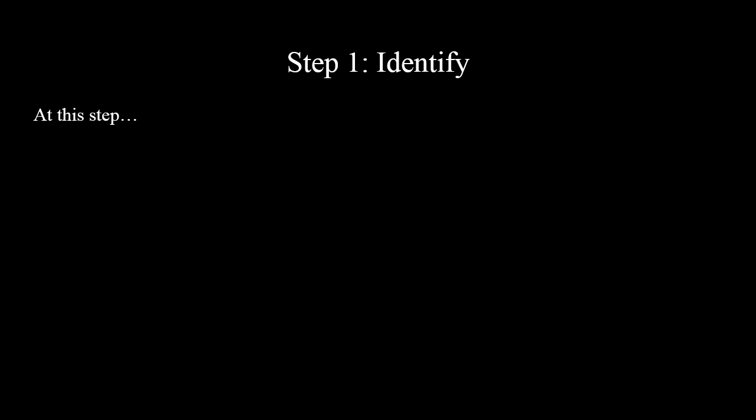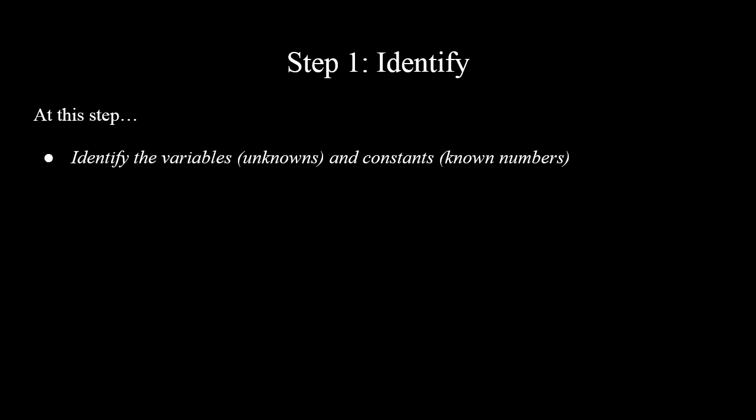What are we identifying at this step? We are identifying the variables, our unknowns, and of course our constants, which are the numbers that we already know and were given in the problem. We're going to assign them each a smart label. So for example, if we're dealing with length, we would probably give it the smart label L.